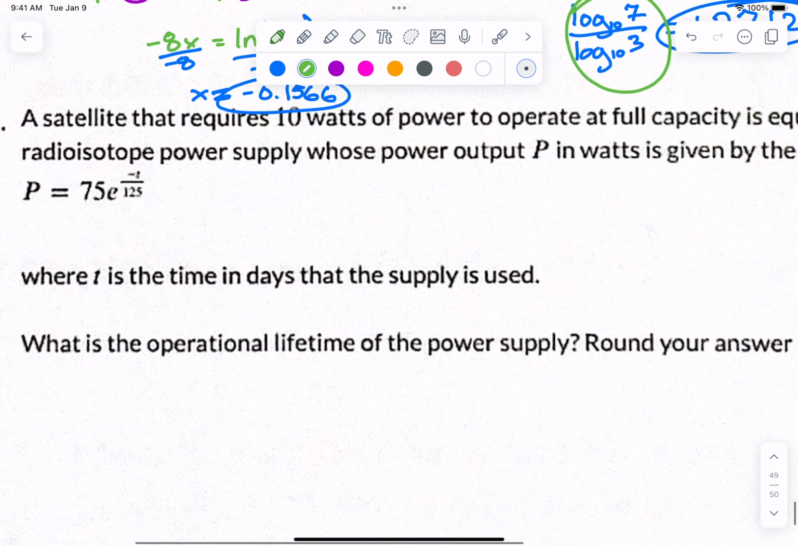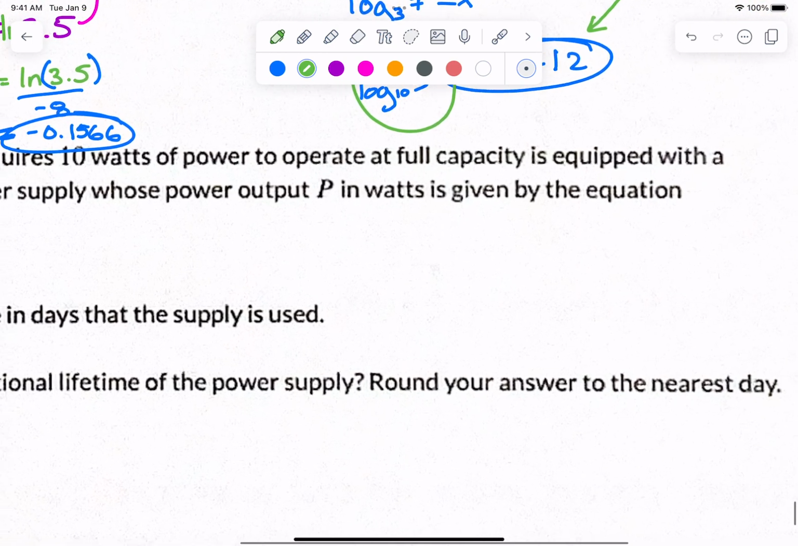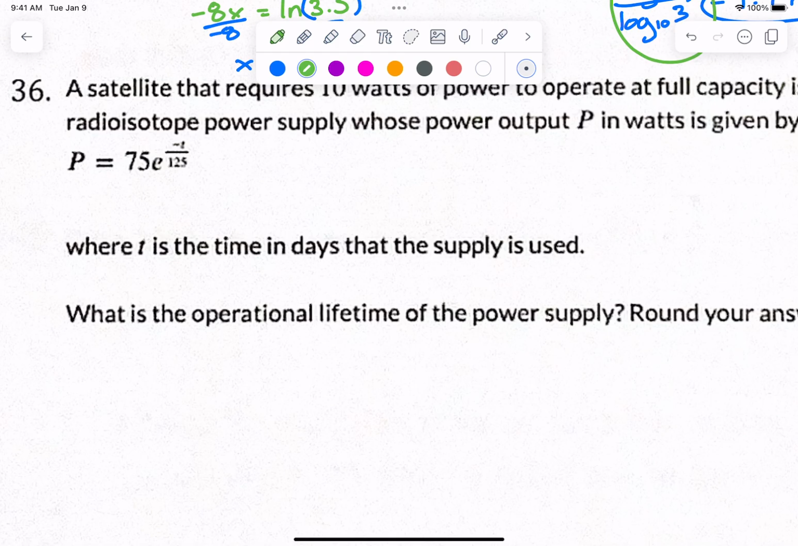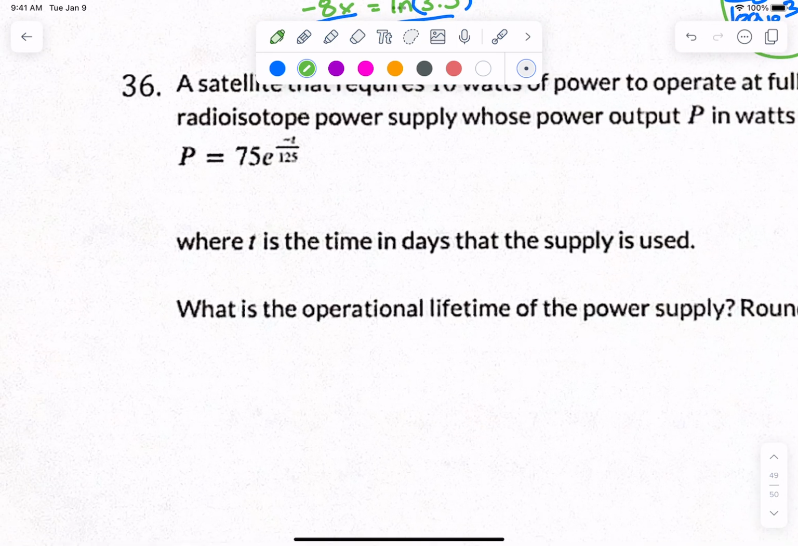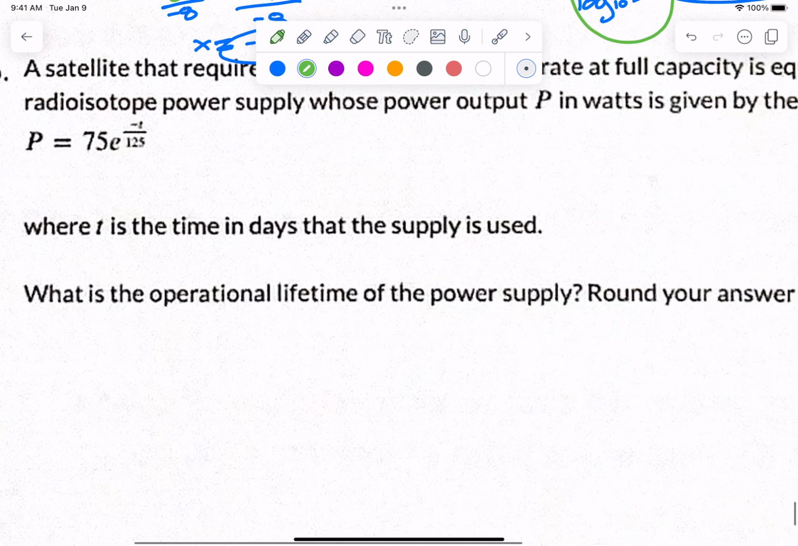All right, a satellite that requires 10 watts of power to operate at full capacity is equipped with a radioisotope power supply whose power output in watts is given by the equation P equals 75 e to the negative T over 125, where T is the time in days that is supplied. What is the operational lifetime of the power supply? What are we solving for? The lifetime. What variable is lifetime? T, we're looking for T.